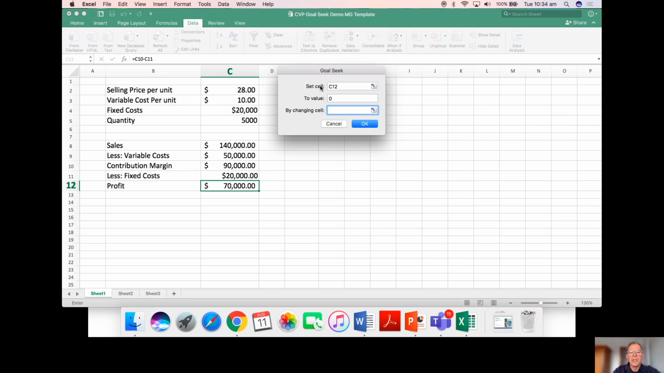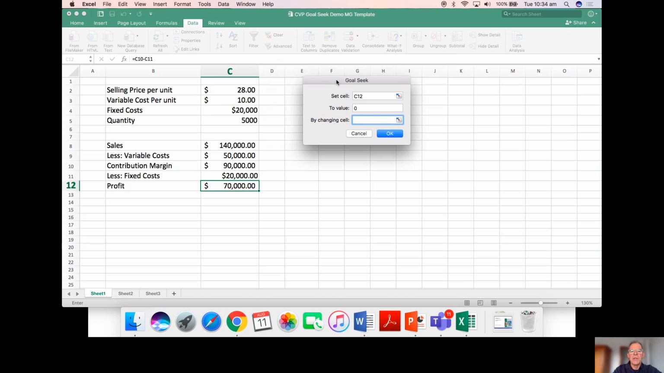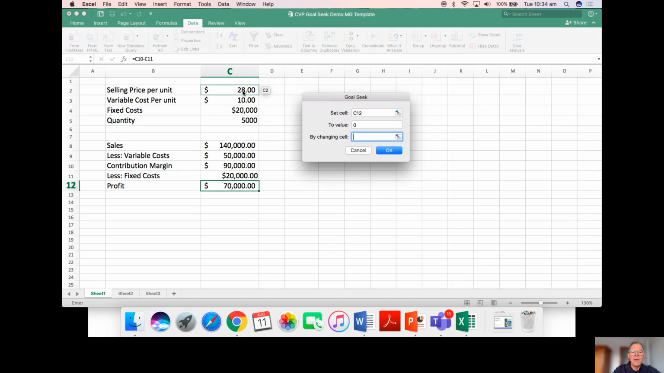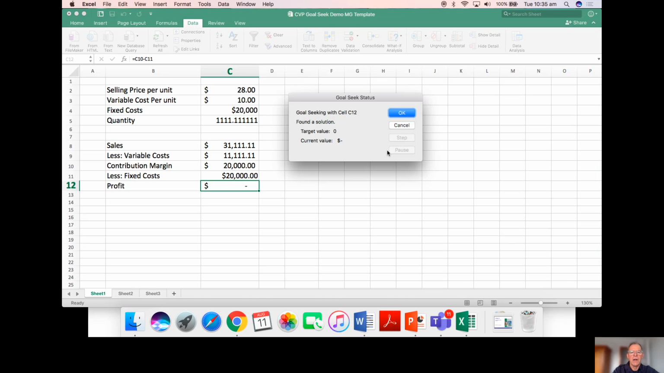And what would we like to change? What we can do here is hold everything else constant and change just one thing. We could ask what the selling price would be, or what the variable cost would be, but here we're thinking they're constant. So at this point we just want to change the quantity. I'll key in quantity, press OK. And it went round and round and found a solution for us.